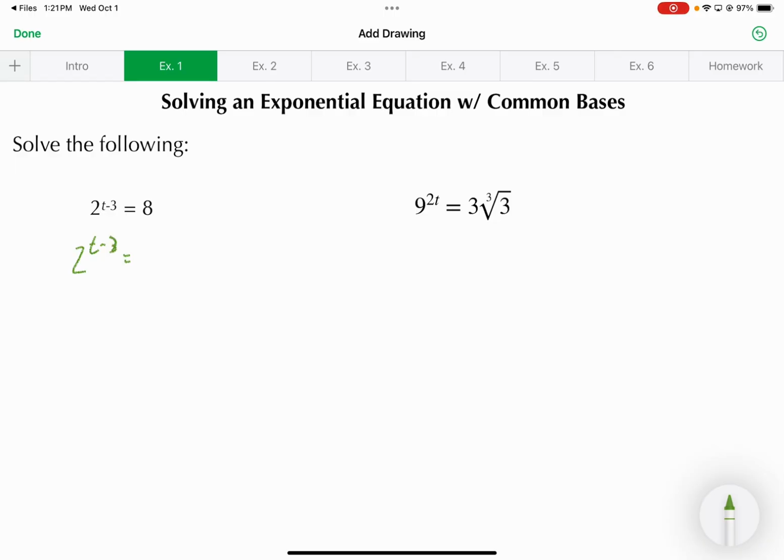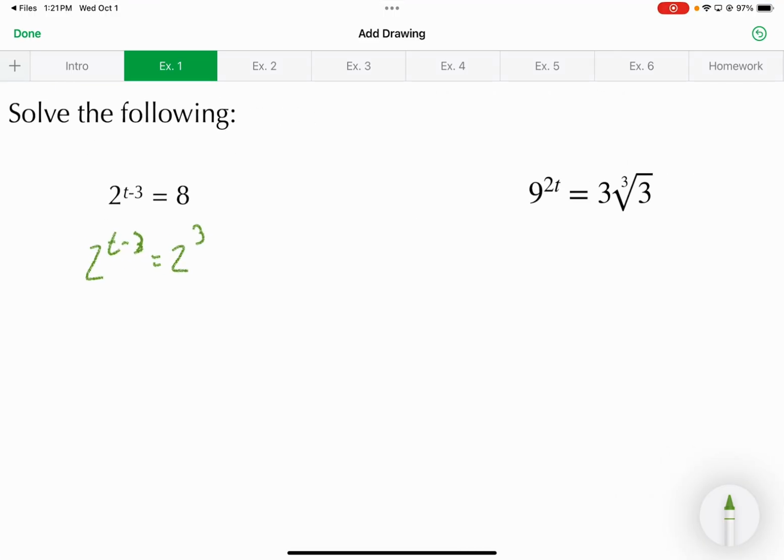So 2 to the t minus 3. I have no idea what am I on? Crayon? A green crayon? I don't even know how I got there. Equals 2 to the third power. We're going to write it out though. Okay. Maybe I did this from yesterday.